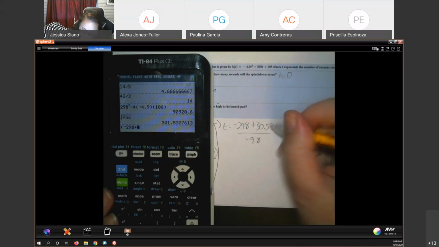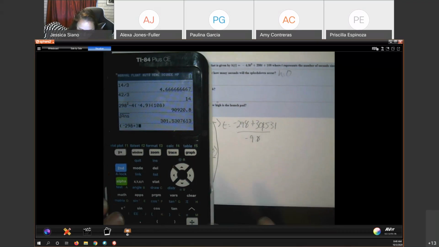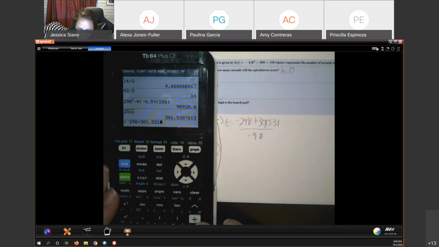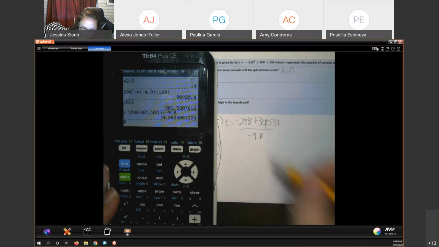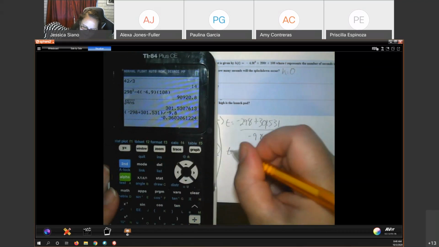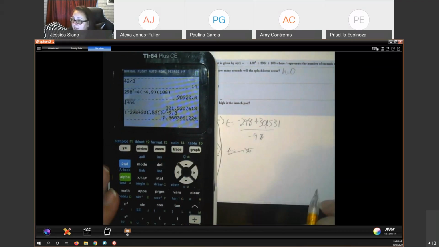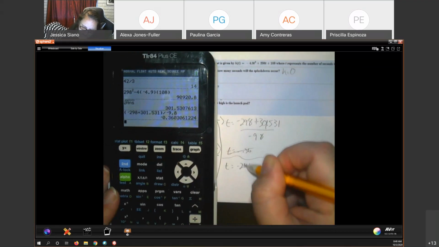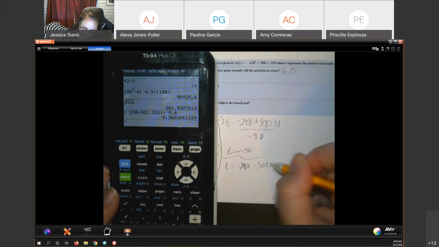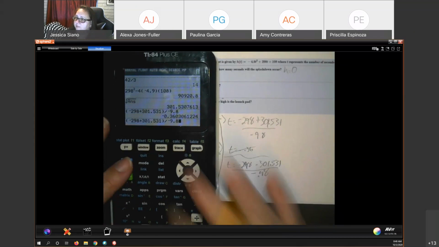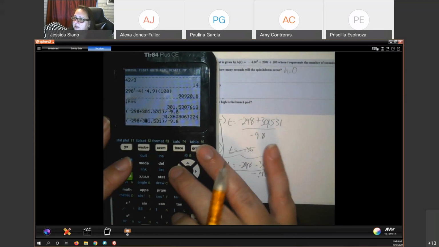A negative 0.36 seconds. I'm going to say no. Can't have a negative time. Negative 298 minus 301.531 over negative 9.8. So that same thing, only with a minus in between.